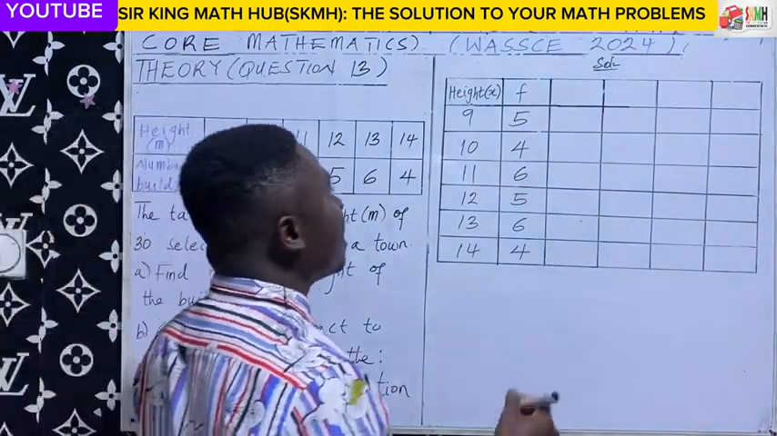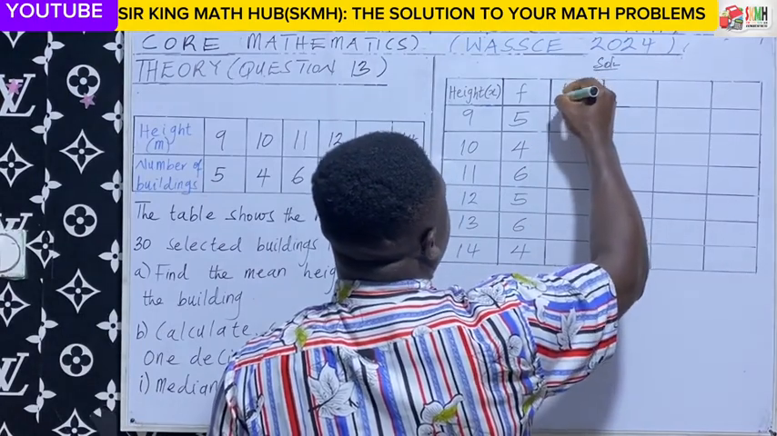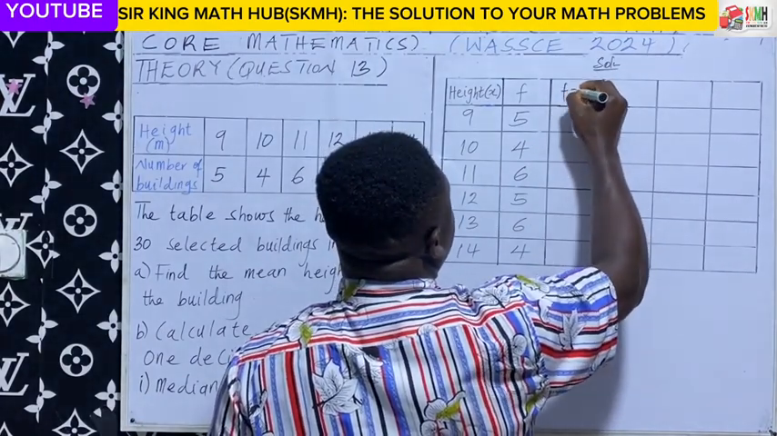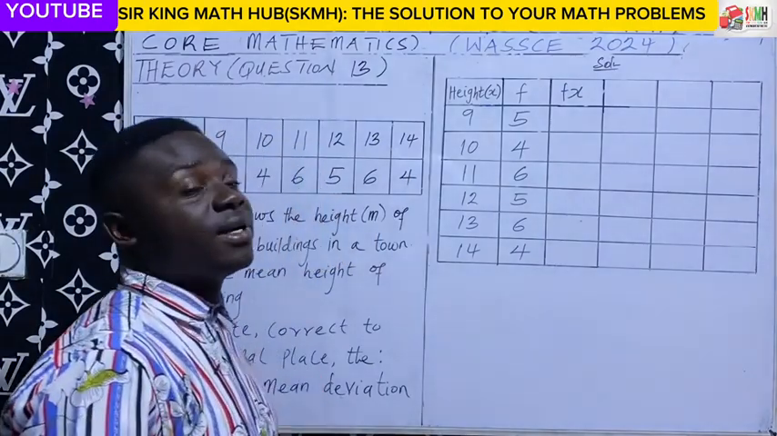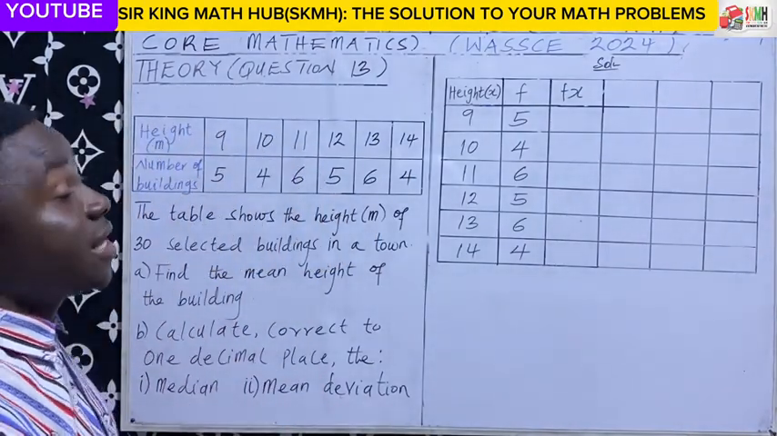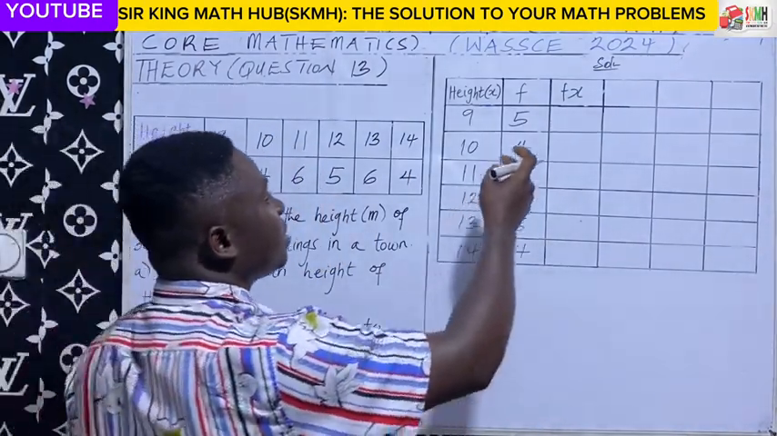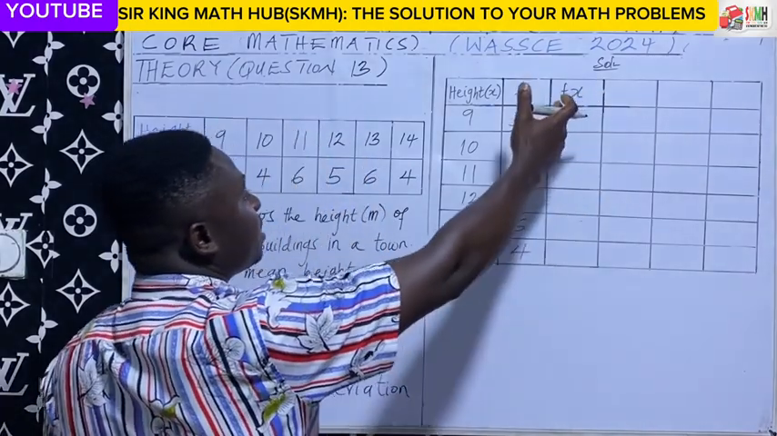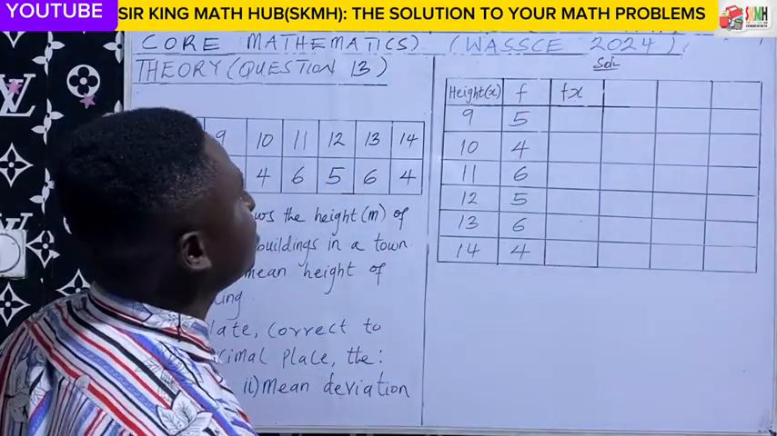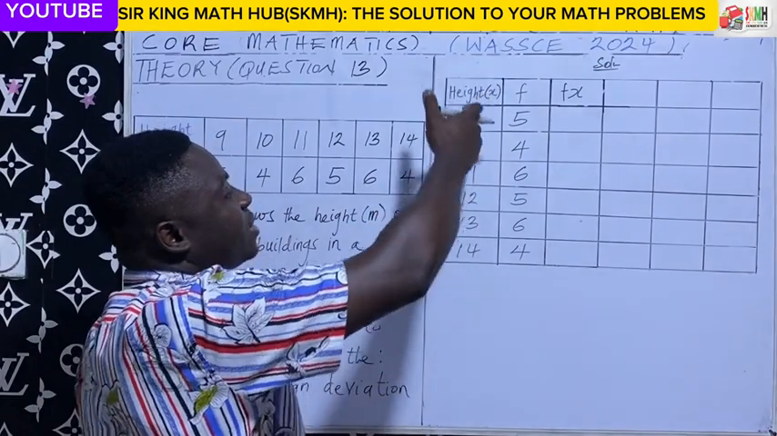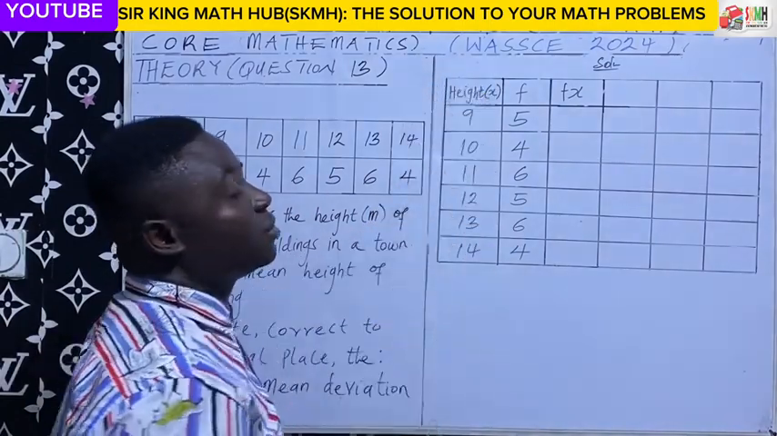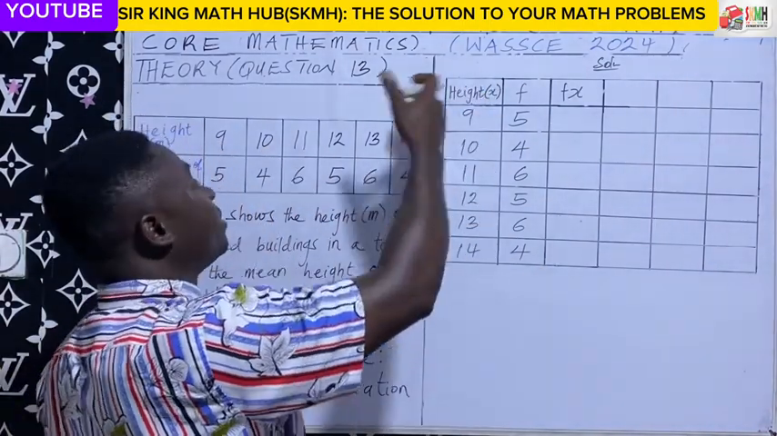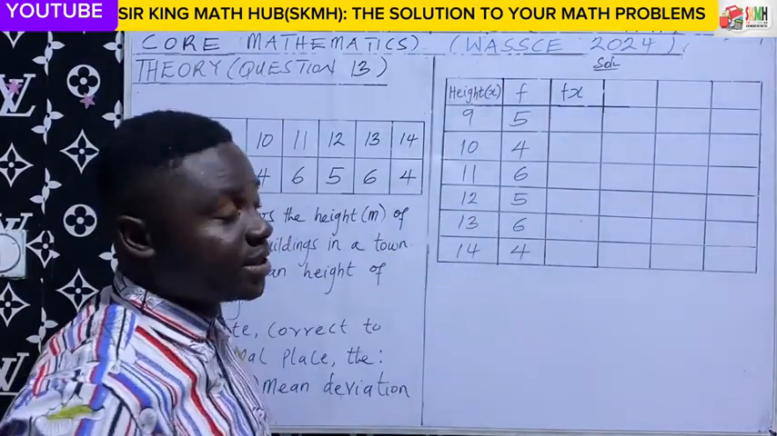To find the mean height, we need to multiply the frequency and x. So let's start with Fx. Fx means we are multiplying the frequency and the x. We know that the height here represents the x column, and the number of buildings represents the frequency.